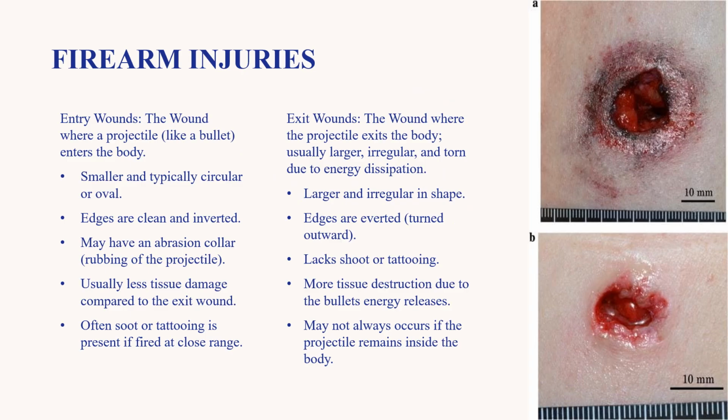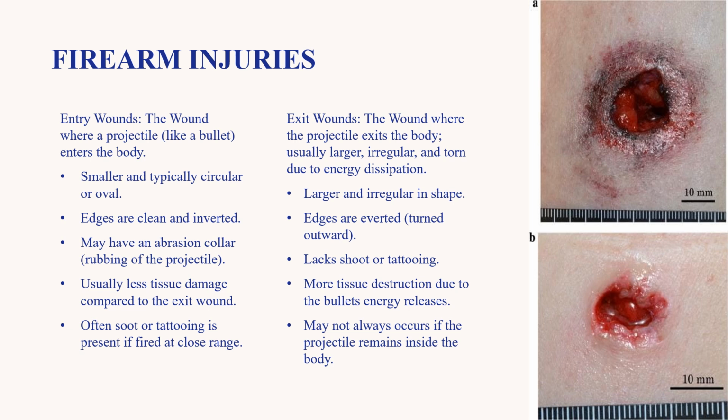The third type of injury is firearm injuries, which have 2 types of injuries: entry wound and exit wound. Entry wound is the one where a projectile like a bullet enters the body, a smaller and typically circular or oval shaped injury. Edges are clean and inverted, may have an abrasion collar from rubbing of the projectile, usually less tissue damage compared to the exit wound. Often soot or tattooing is present if fired at close range.